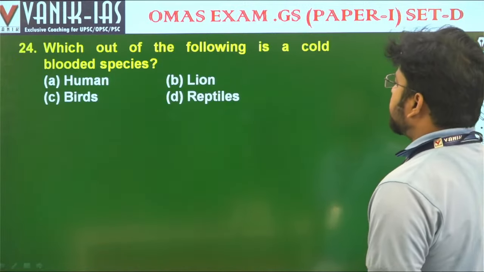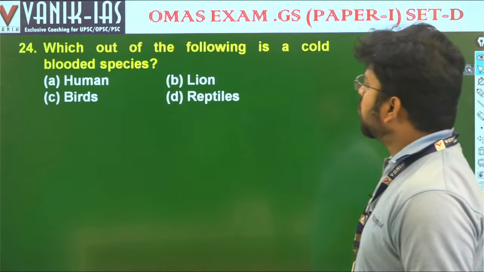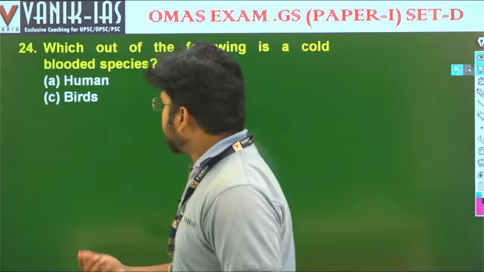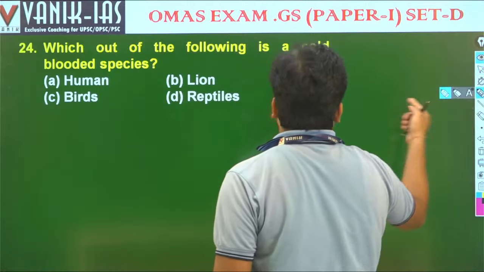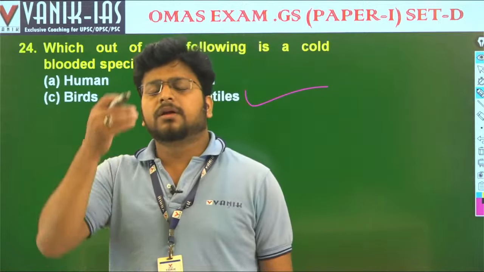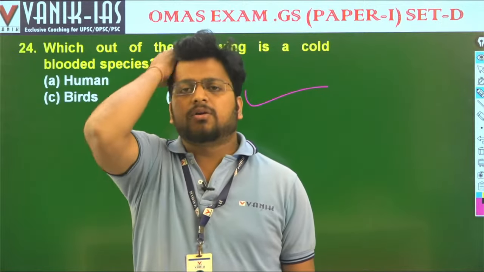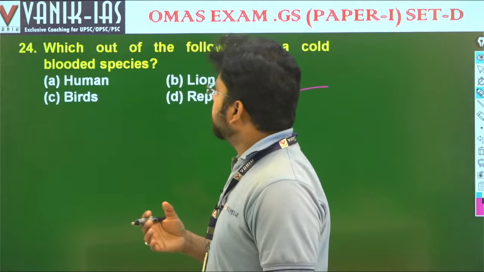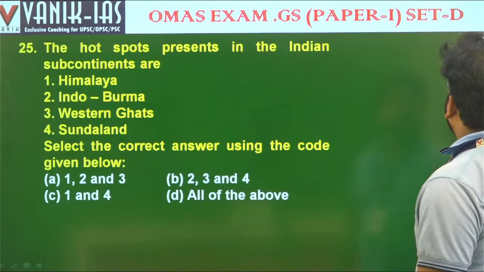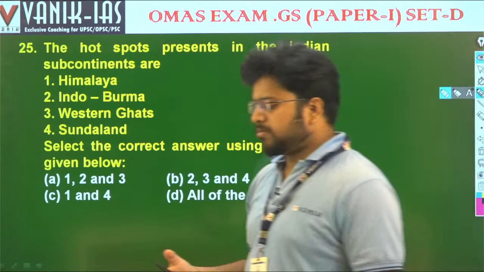Which of the following is a cold-blooded species? Lions, birds and apes are not cold-blooded. Reptiles are cold-blooded. Reptiles may be snakes, crocodiles and so on. They are all cold-blooded animals. D is the answer. It's basic biology, right?